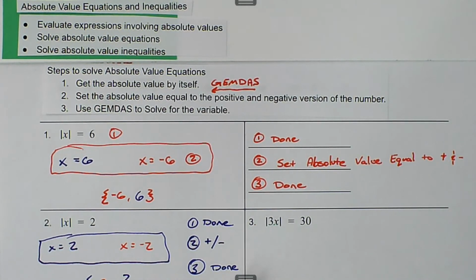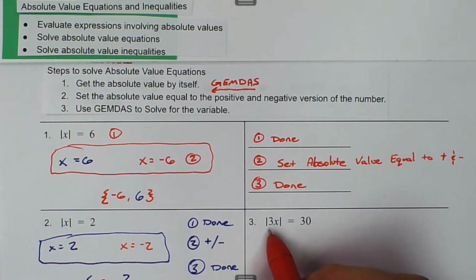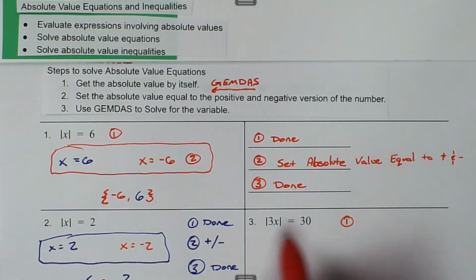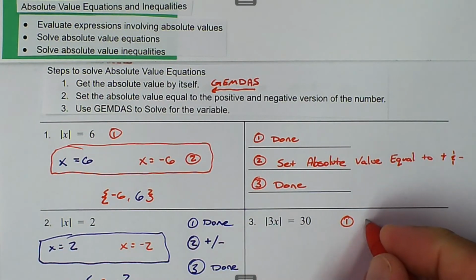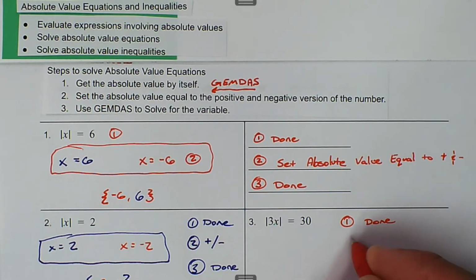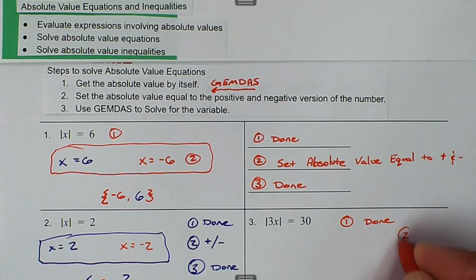This one's going to cause a little bit more work. If we look at this one here, it says absolute value of 3x is equal to 30. So step 1, have no operations outside of the absolute value. So that one is done already, because there is an operation of multiplication inside, but there's nothing outside. Down as step 2, positive and negative. So we have to write the positive and the negative version.